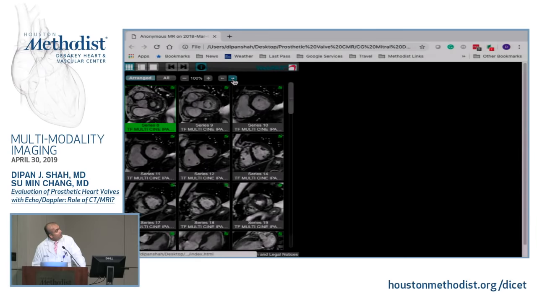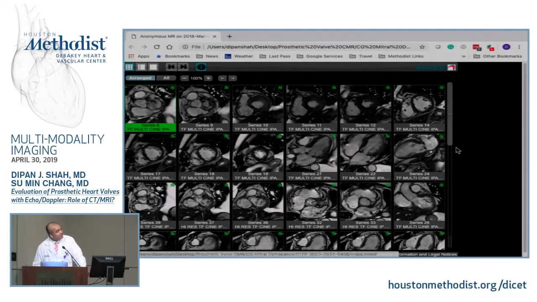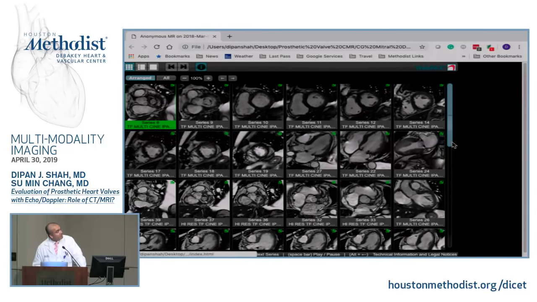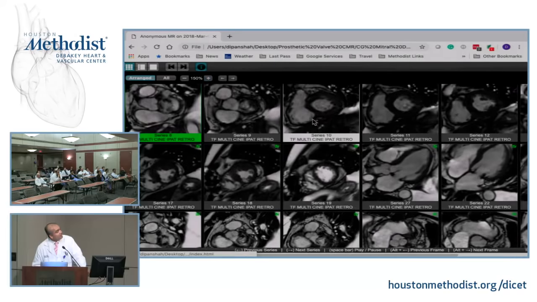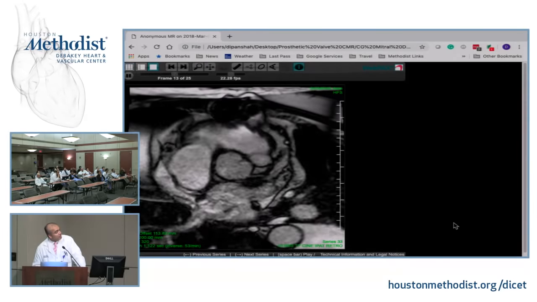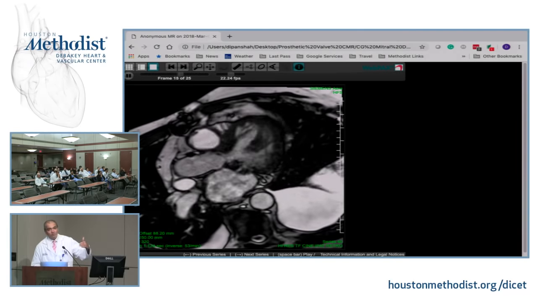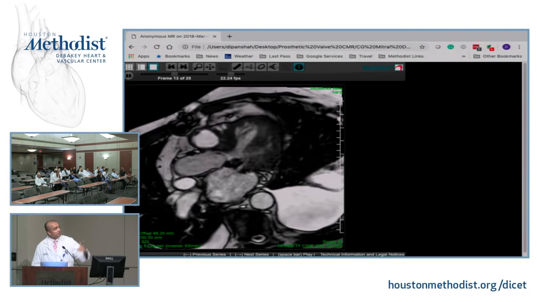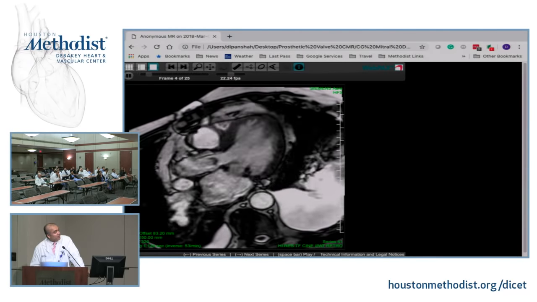Any of the fellows want to, just going through these images real quickly here, tell me what you see? Maybe what I'll do is show you the long axis interrogation. What we've done here is a series of 3-chamber views going anterior to inferior to encompass the entire left ventricle. And I'm just going to go through these one by one.